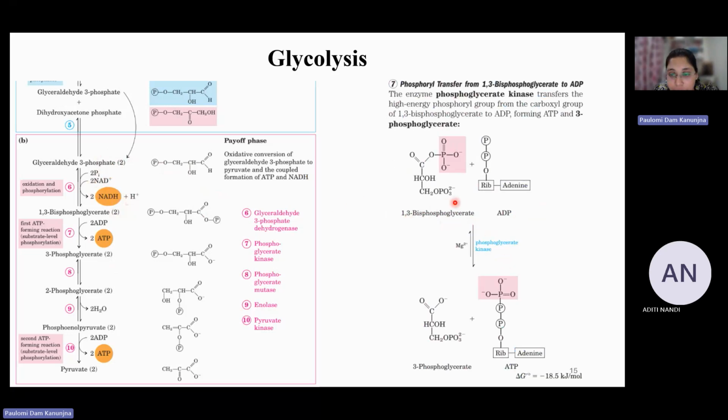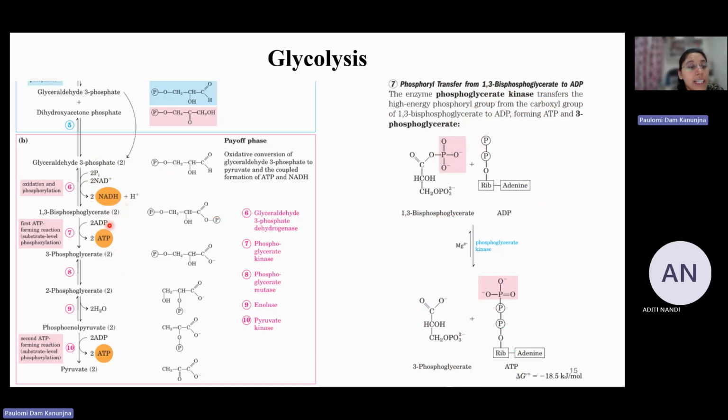1,3-bisphosphoglycerate? The 1,3-bisphosphoglycerate is converted to 3-phosphoglycerate, right? And how is that happening? That is happening by the enzyme phosphoglycerate kinase, which transfers a phosphoryl group from the carboxyl group of the 1,3-bisphosphoglycerate to ADP. So this is the first step where ATP is generated.